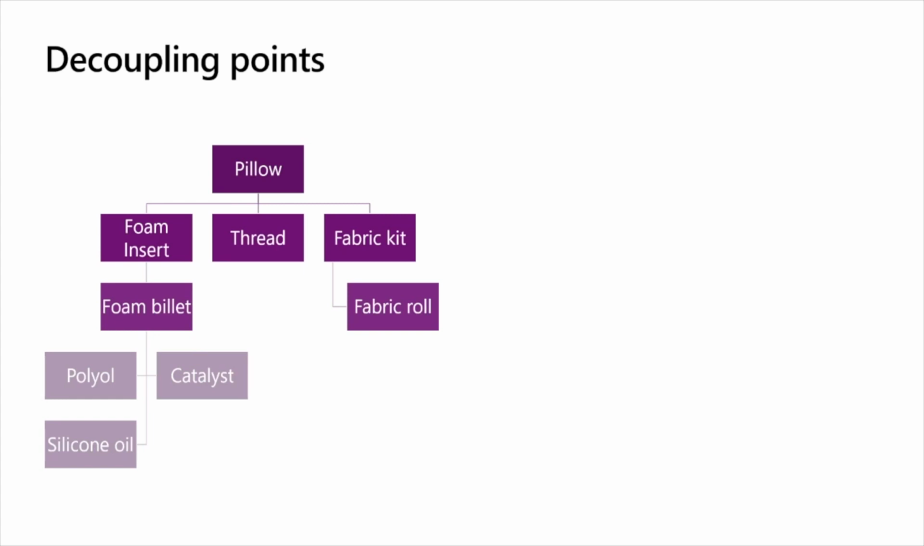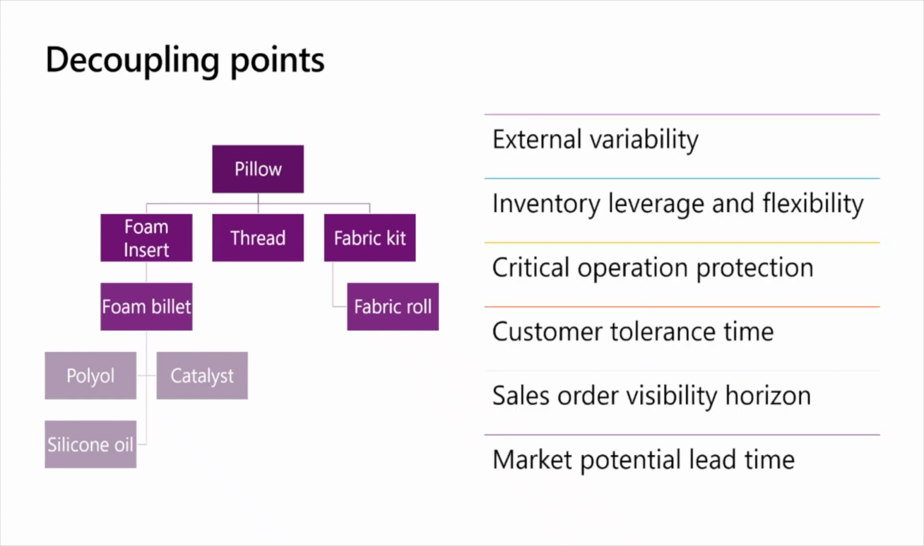Let's take a look at the pictured example of a multi-level BOM for our pillow product and think about how we can strategically place inventory at what we call decoupling points within our supply chain. On the right of this slide, we can see the various considerations we take into account when choosing what our decoupling points are. We will place our first decoupling point on our foam billet item, which we've represented the decoupling point with this yellow boxes icon.